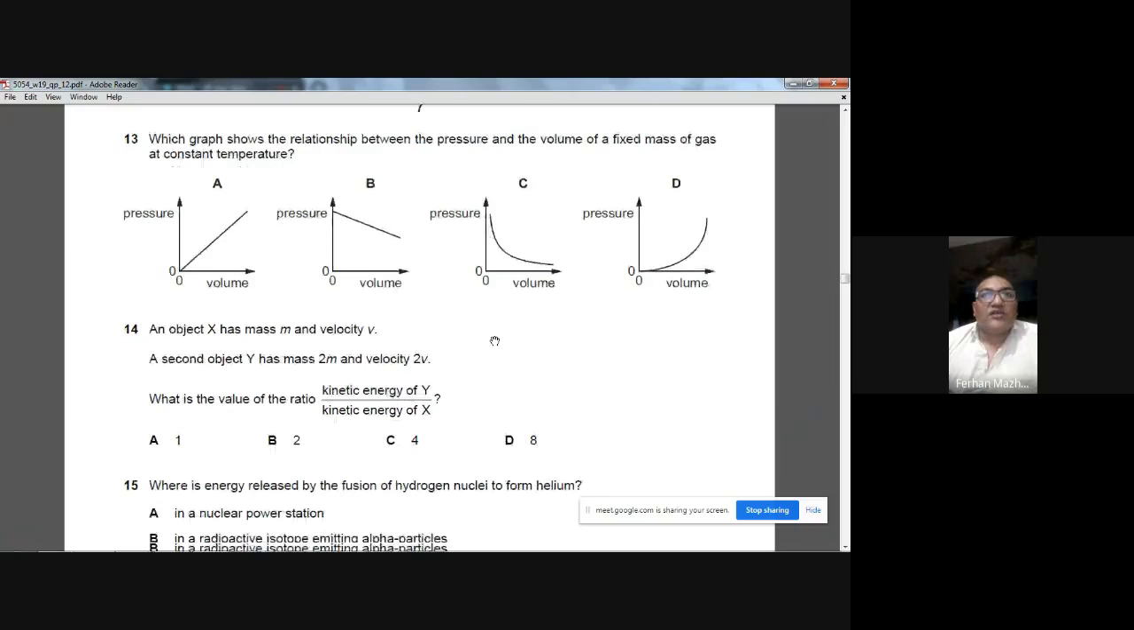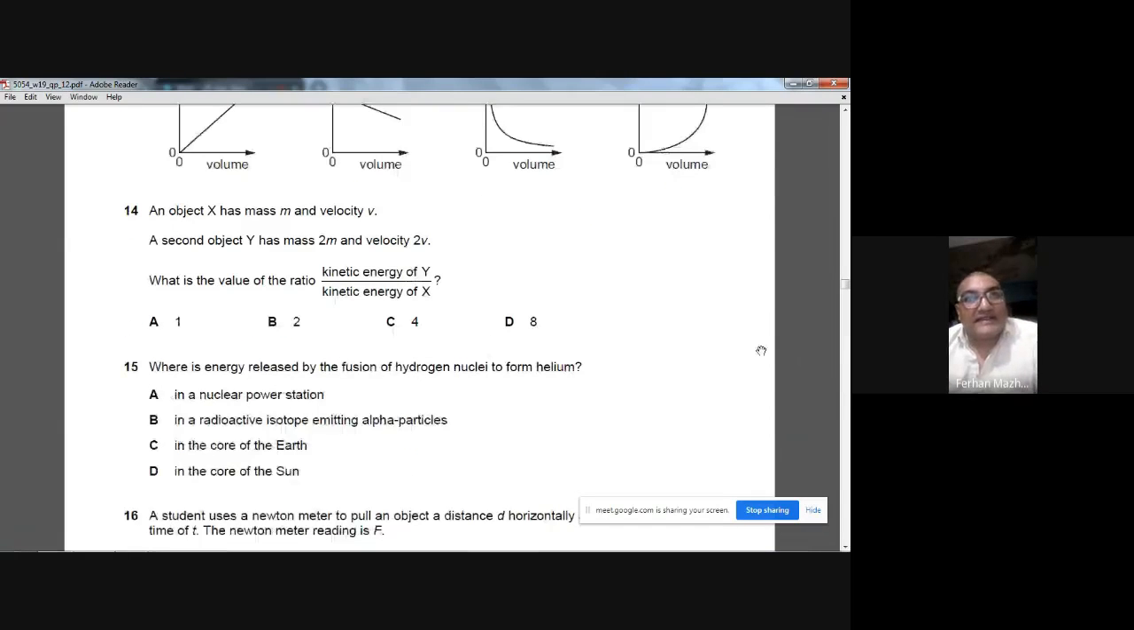Okay, on your screen, question number 14. An object X has mass m and velocity v. A second object Y has mass 2m and velocity 2v. What is the ratio of the kinetic energy of Y to X? You know the kinetic energy formula is half mv square, 1 by 2 multiplied by m multiplied by v square. If you double the mass, the kinetic energy will double, but when you double the velocity, the kinetic energy is increased by a factor of 4.